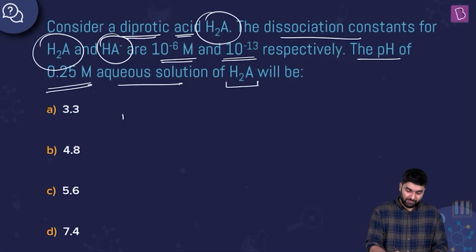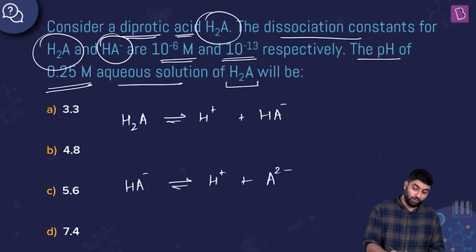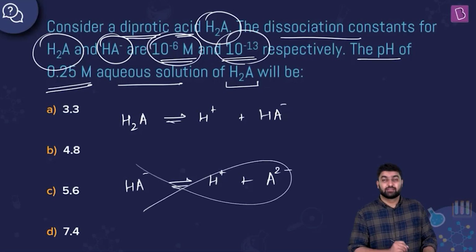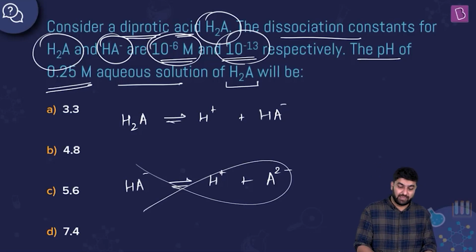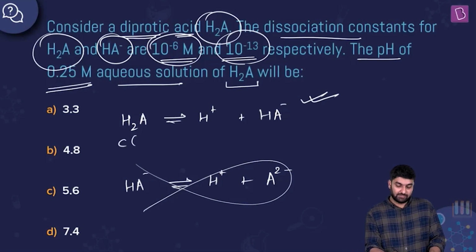Okay, fine. So look, two things are at play here. First, H2A is dissociating into H plus and HA minus. And second, HA minus is further dissociating into H plus and A2 minus. Now, when I look at the values, the first one has 10 to the power minus 6. The second one has 10 to the power minus 13. So I'm going to neglect the dissociation of HA minus. I'm only going to consider the first dissociation.